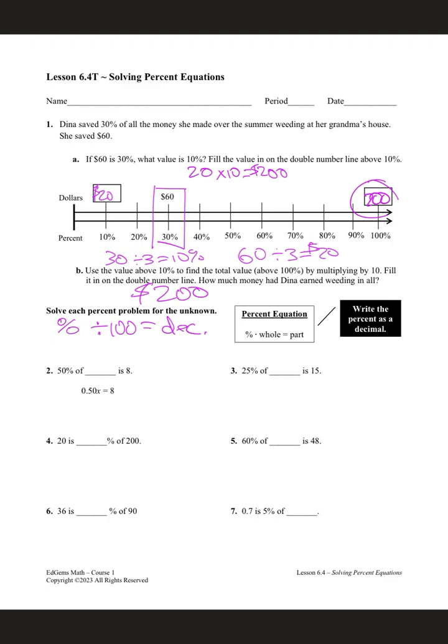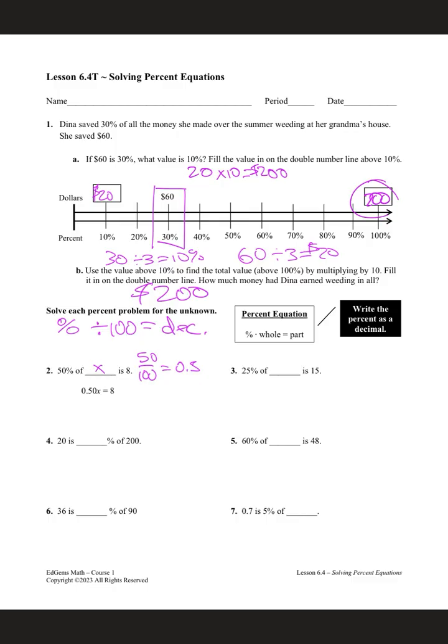So number 2. So it says 50% of blank is 8. So 50%, we got to change it into a decimal. So I'm going to write it over here to the side. So 50 divided by 100 is equal to 0.5. Okay. Multiply, so 50% of, remember of means multiply. We don't know what this is, so that's our variable, is, that's your equal sign, 8.